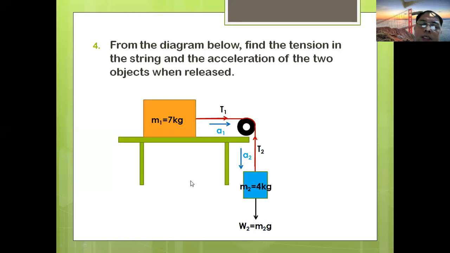So we will avoid complicated terms like friction. We will assume that there is no friction present between the box and the table. There is also no friction in air between this M2 and its environment, because it is suspended completely in air. So this M2 object will naturally simply go down.